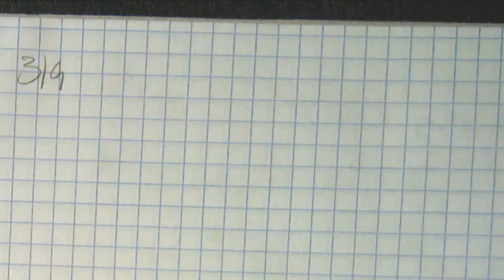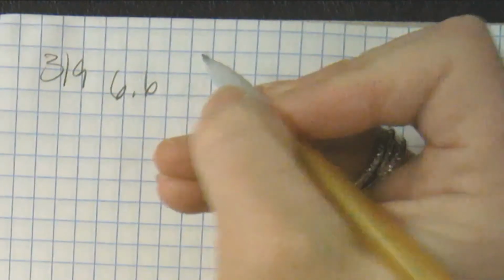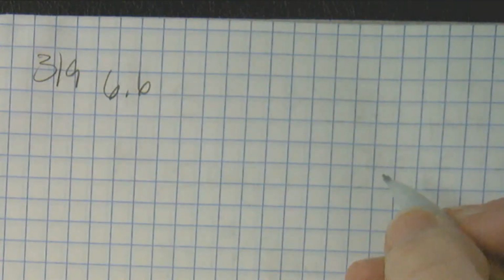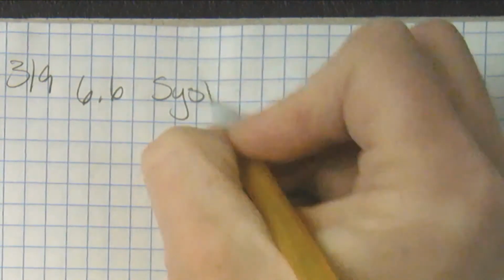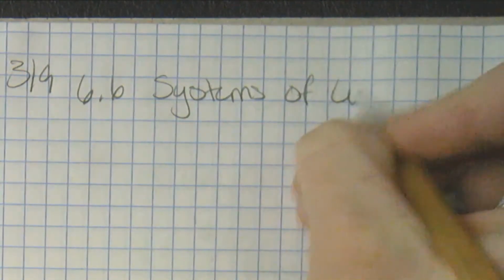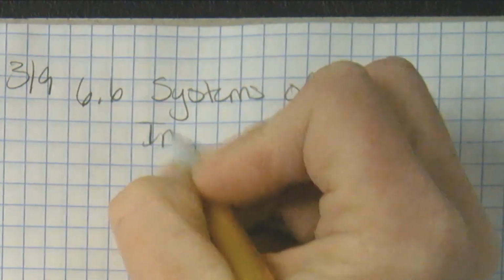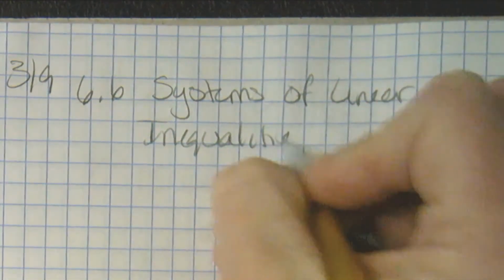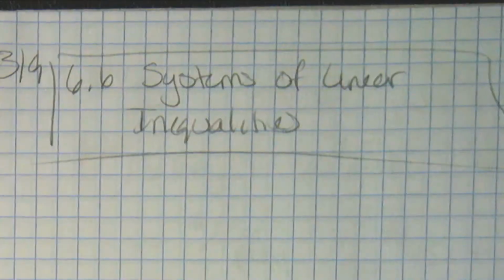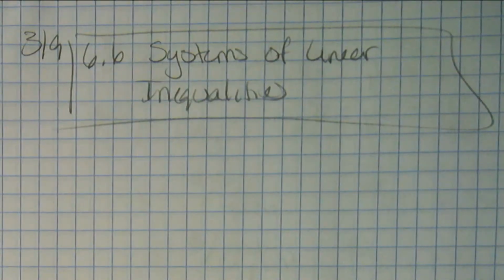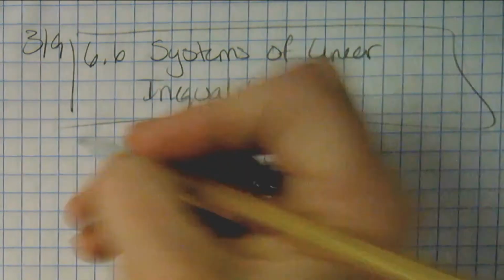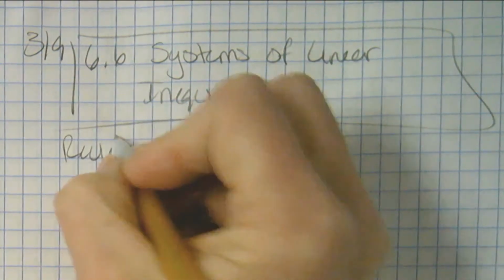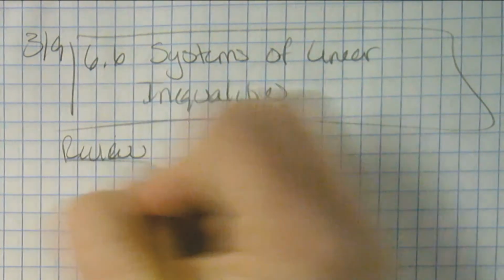All right. So today is 3-9. We are looking at Chapter 6, Section 6. And now we're going to talk about systems of linear inequalities. All right, so now we're kind of combining together two things that we've already done. Let's review for a second graphing an inequality. I do need you guys to have out your rulers, please.